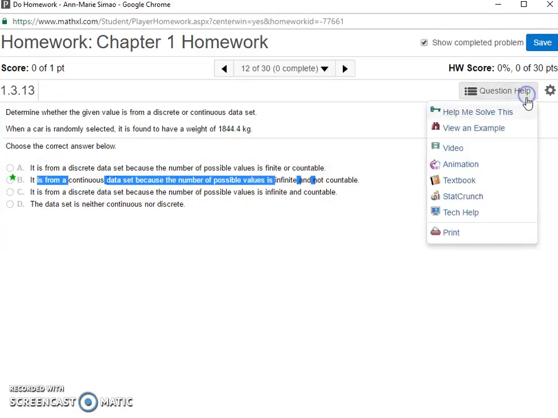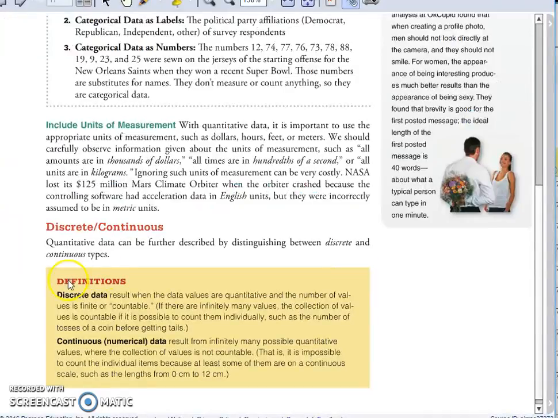And so this is going to be continuous because the number of possible values is infinite and not countable. And so in my question help, we have help me solve this. We have view an example. We can see a video. We can see animation. We can also go to the textbook. And so all of those are going to be great help in order to solve this particular problem. So I clicked on my textbook again. You could do any of them. You could have used the video. You could have helped me solve this, show me an example.